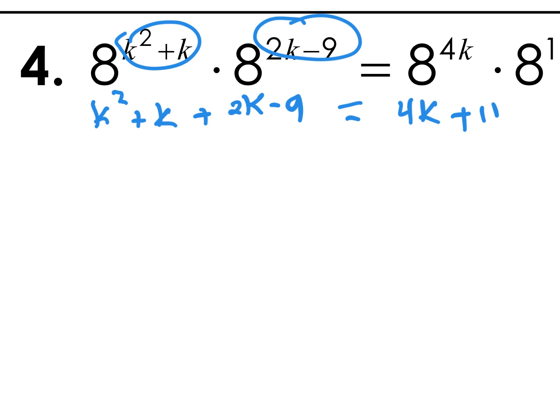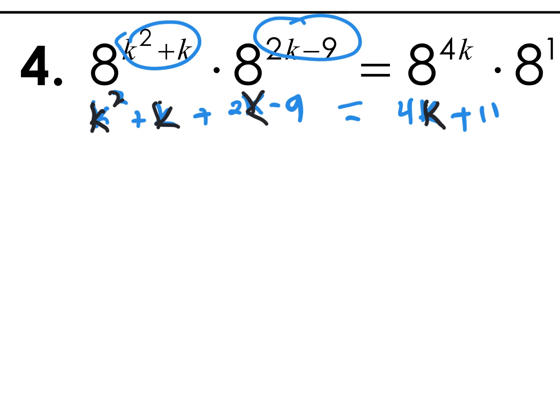So I have a feeling we're looking at a quadratic equation because I see a k squared. And I see k's here, I see k's here, and I see k's here. When you have a k squared and k's, you need everything on one side.